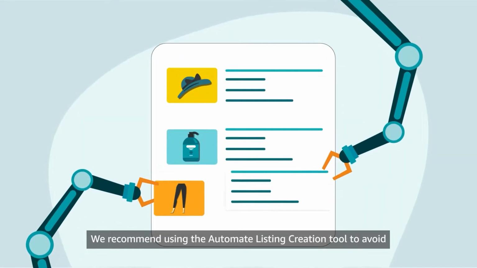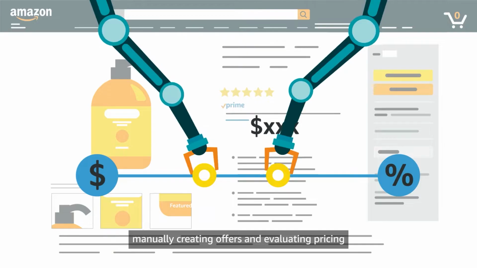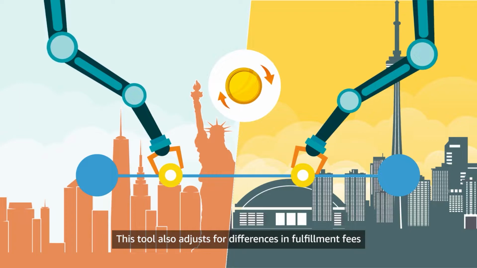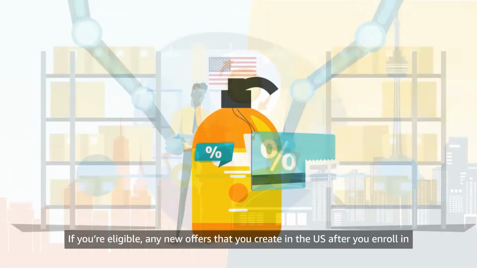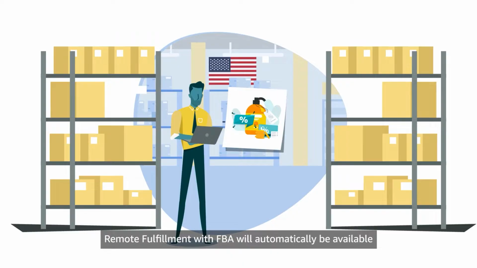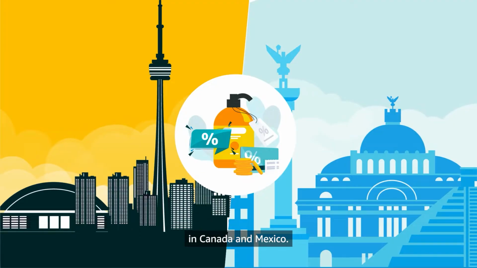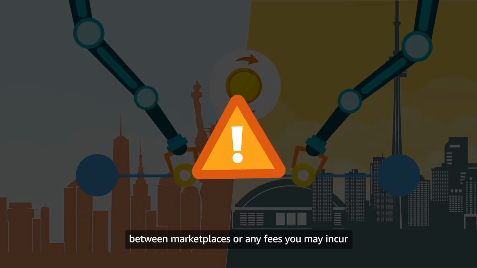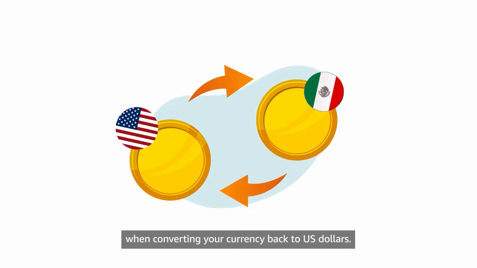We recommend using the Automate Listing Creation tool to avoid manually creating offers and evaluating pricing before your items can be available for sale. This tool also adjusts for differences in fulfillment fees and foreign exchange rates. If you're eligible, any new offers that you create in the US after you enroll in remote fulfillment with FBA will automatically be available in Canada and Mexico. Note that the tool doesn't adjust for any differences in referral fees between marketplaces or any fees you may incur when converting your currency back to US dollars.